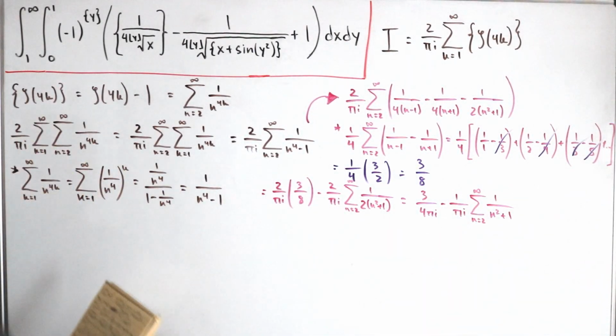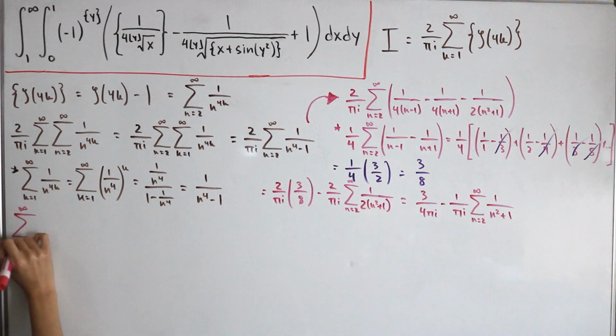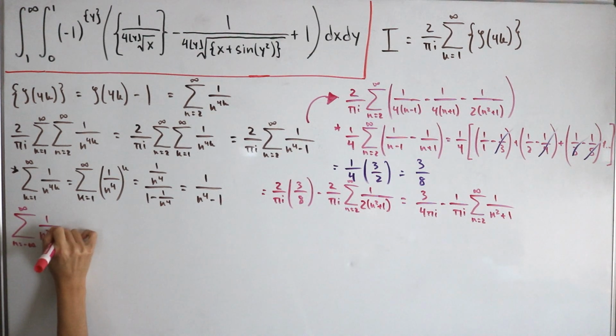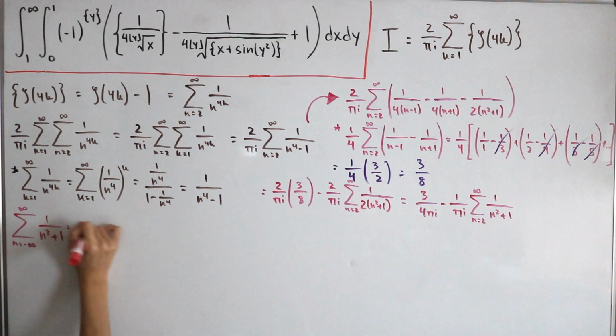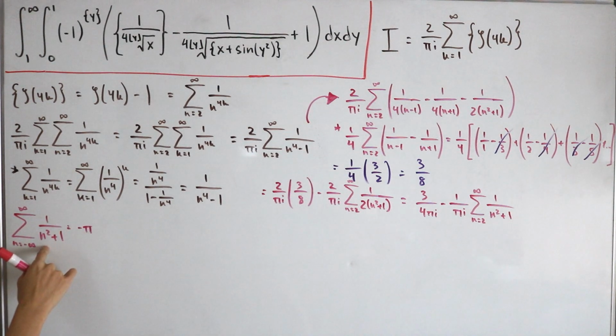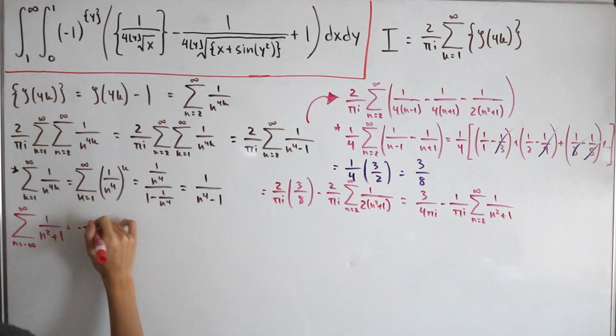Now using the theorem I just mentioned, we have the sum from n equals negative infinity to infinity of 1 divided by n squared plus 1 written as negative pi times the sum of residues. Notice that the denominator n squared plus 1 has the poles of positive i and negative i, so we only have two things to deal with.